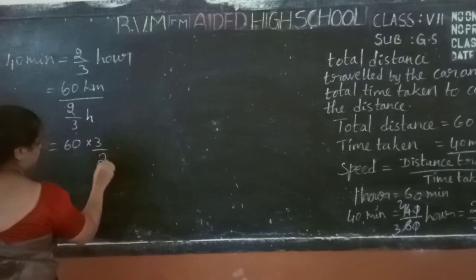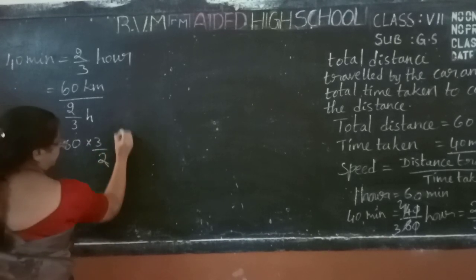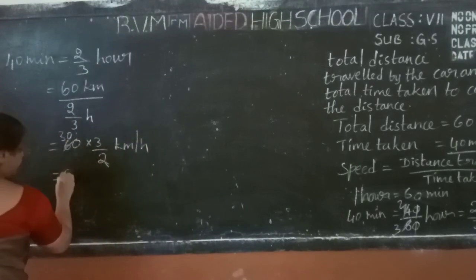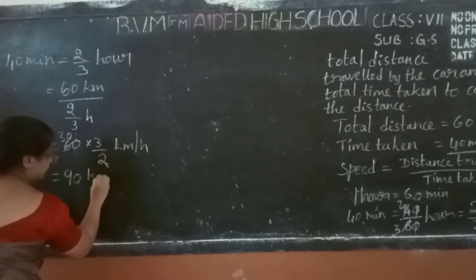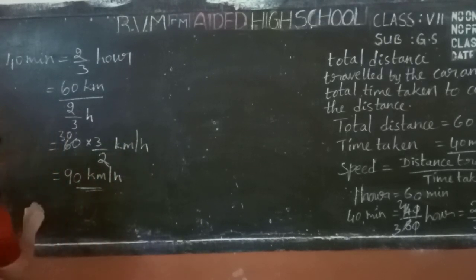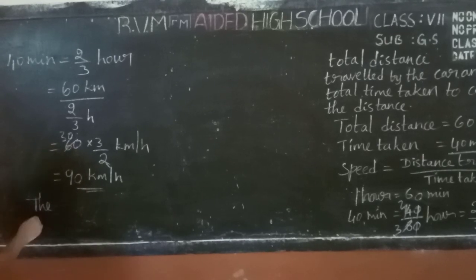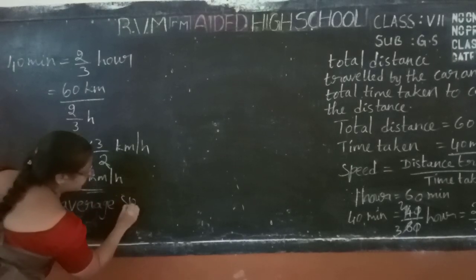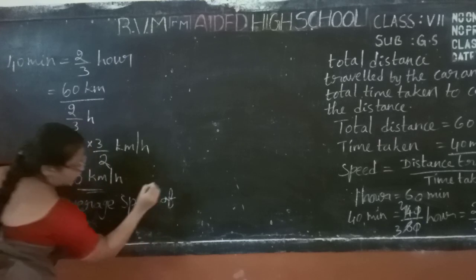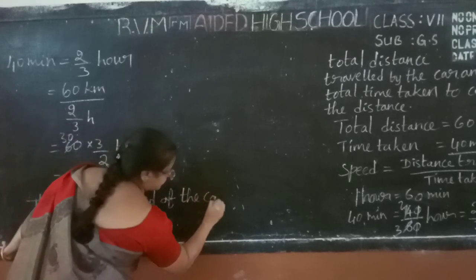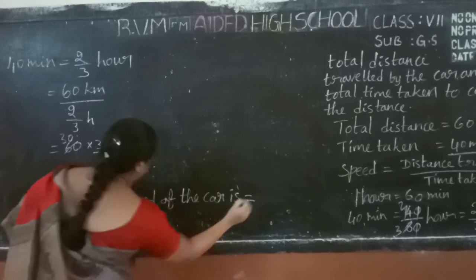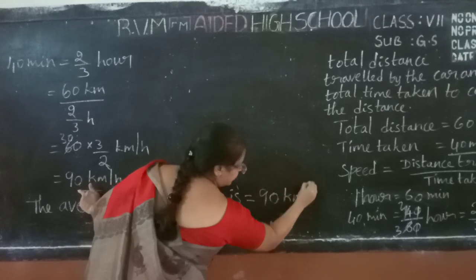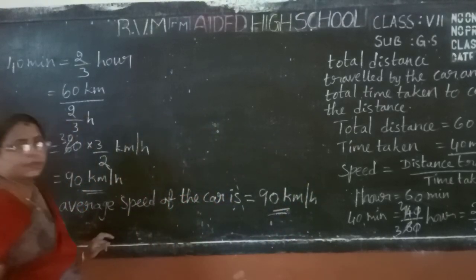3 by 2, so 30 times 3 is 90 kilometers per hour. The average speed of the car is how much? 90 kilometers per hour. Have you understood?